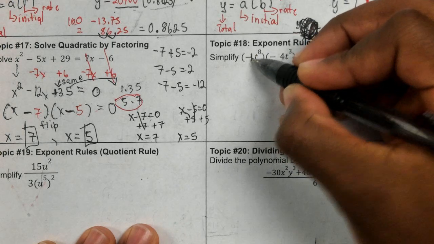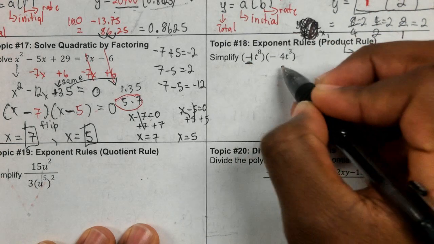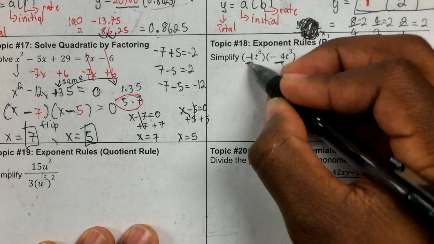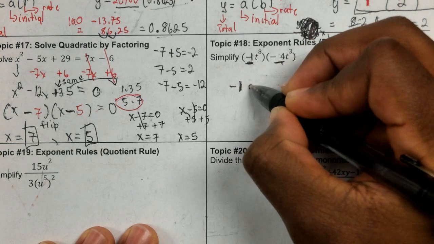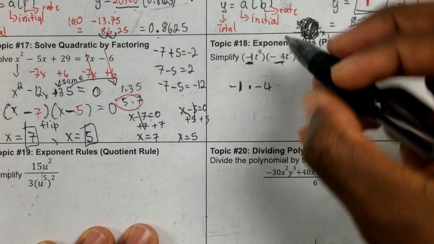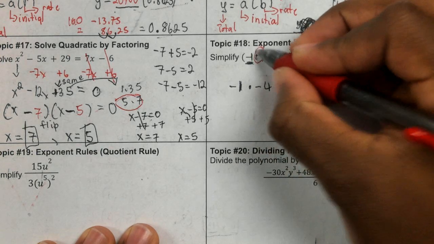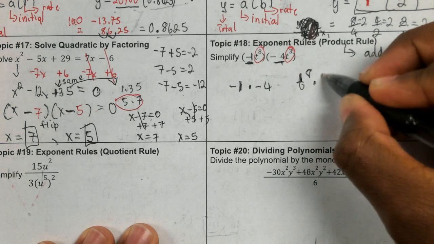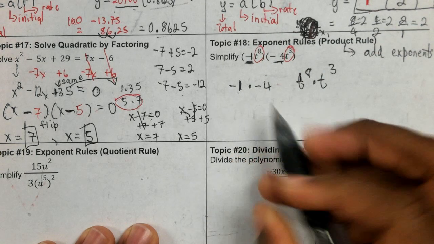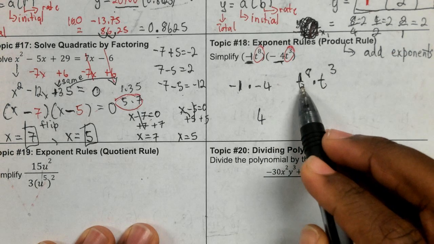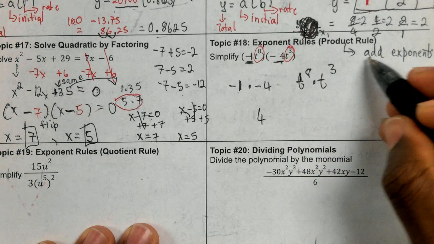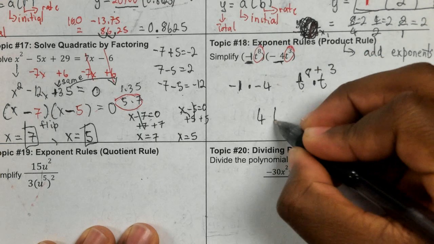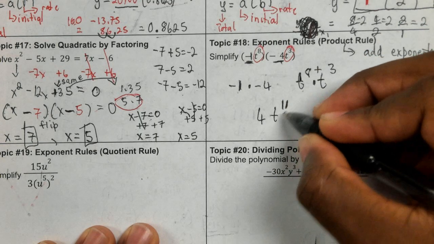In front of here is a -1. So I'm going to multiply this and this together because those are like terms. They're not exponents, they're just coefficients. So I multiply the -1 and a -4. Then I multiply the letters with the exponents together, so t to the 8th and t to the 3rd. -1 times -4 is +4. t to the 8th times t to the 3rd: when you multiply things that have the same base, which is the t, you add exponents. So 8 plus 3 is 11.